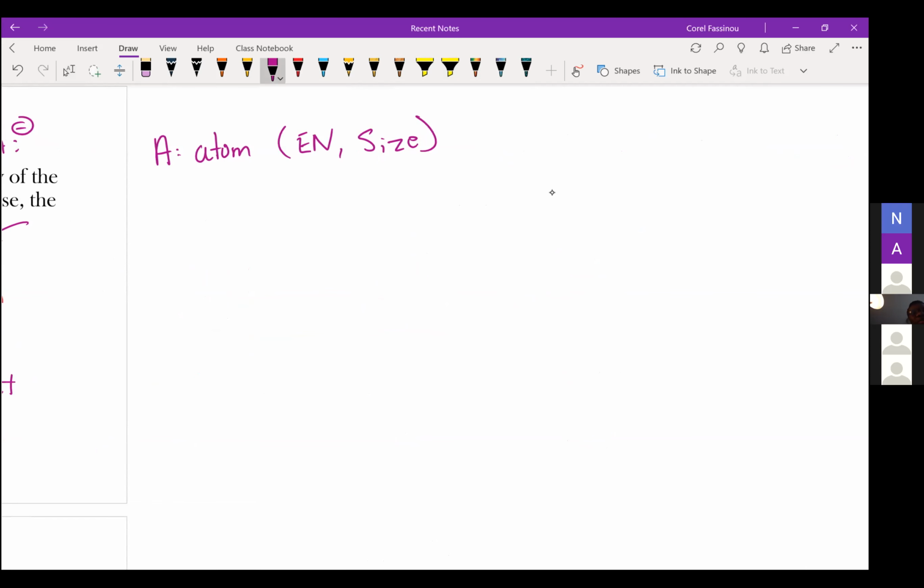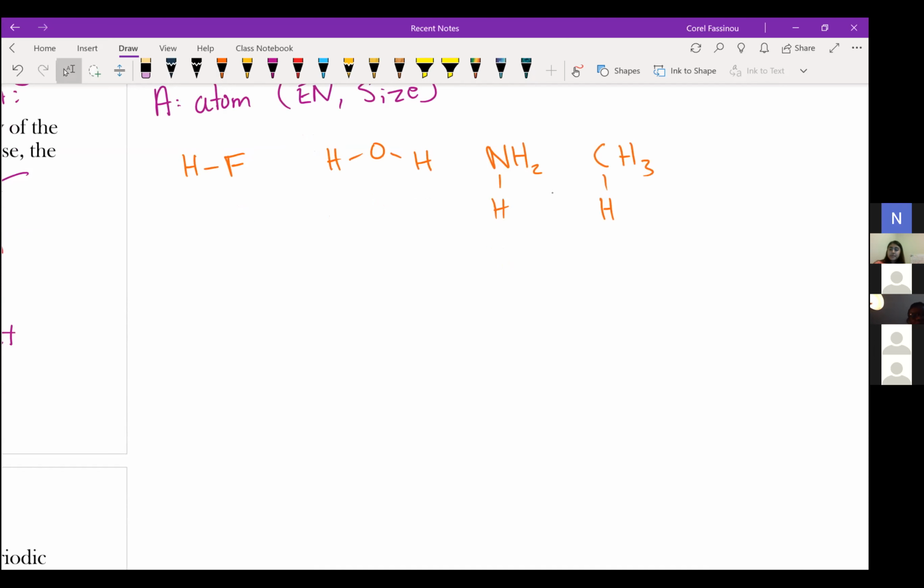So let's say you have something like HF, H2O, NH3, let's do NH2 and then the 3 right there, and then CH3 and then H. So if you recall from the periodic table, you're going to have hydrogen in the first group, and then off in the second row, you're going to have carbon, nitrogen, oxygen, fluorine, and right below, you're going to have phosphorus, sulfur, chlorine, bromine, iodine, etc.